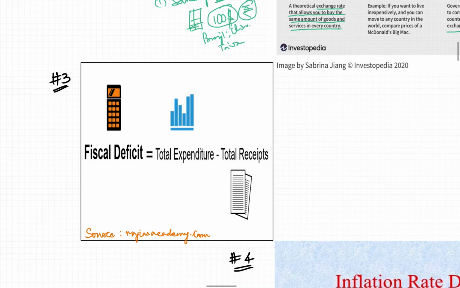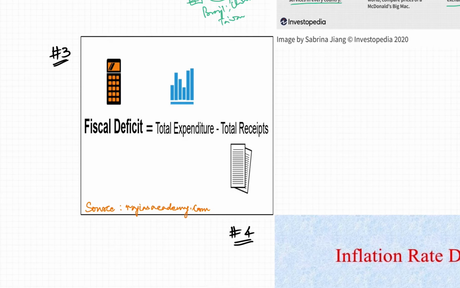Now, one more thing that we come across is fiscal deficit. Total expenditure minus total receipts. That means the expenditure is more as compared to receipts. Now, if we want to put it the other way, fiscal surplus will be TR minus TE. This equation is going to shift this side. So this is what we mean by fiscal deficit: total government expenditure minus total government receipts.